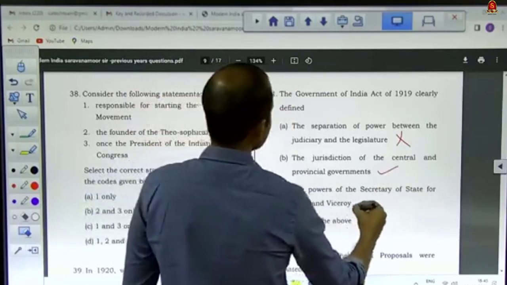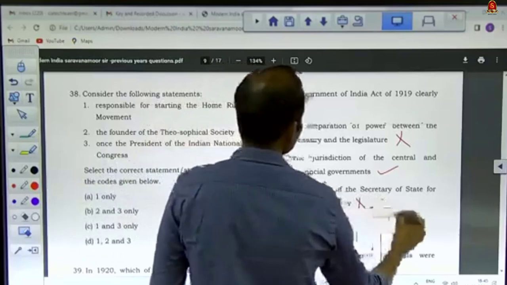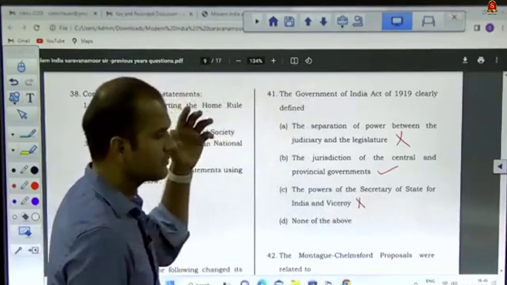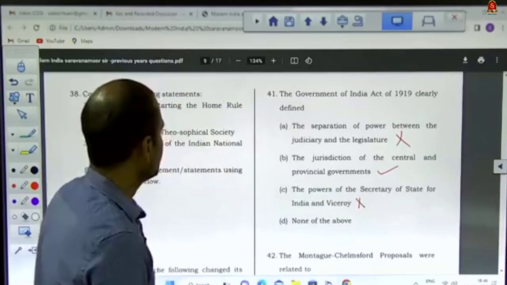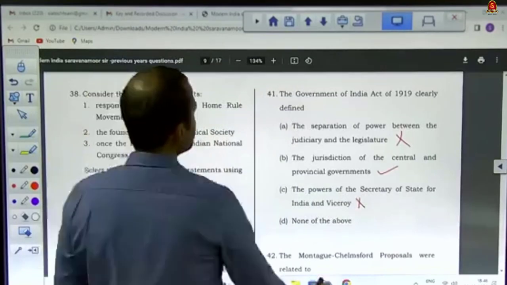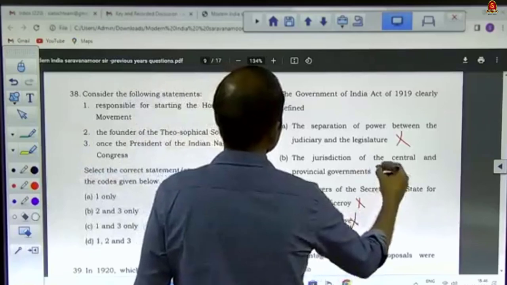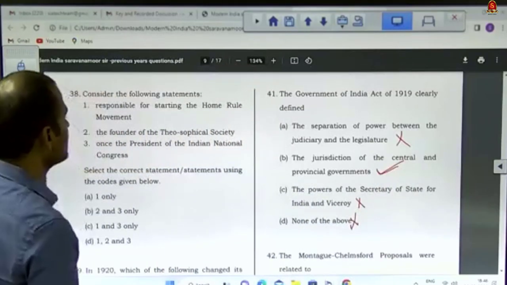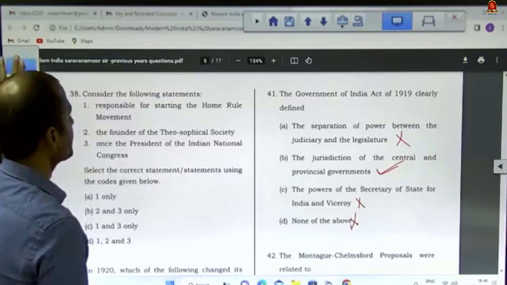Power of Secretary of State for India and Viceroy, no. Power of Secretary of State and Viceroy, 1858 Government of India Act. And none of the above is also wrong. Answer is this. 41, jurisdiction of the center and the provincial government.